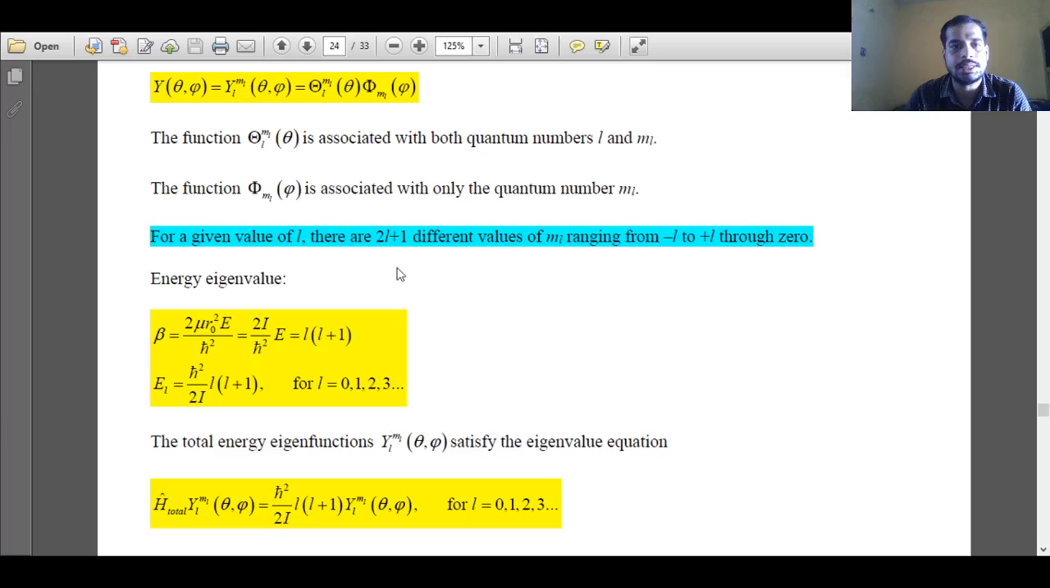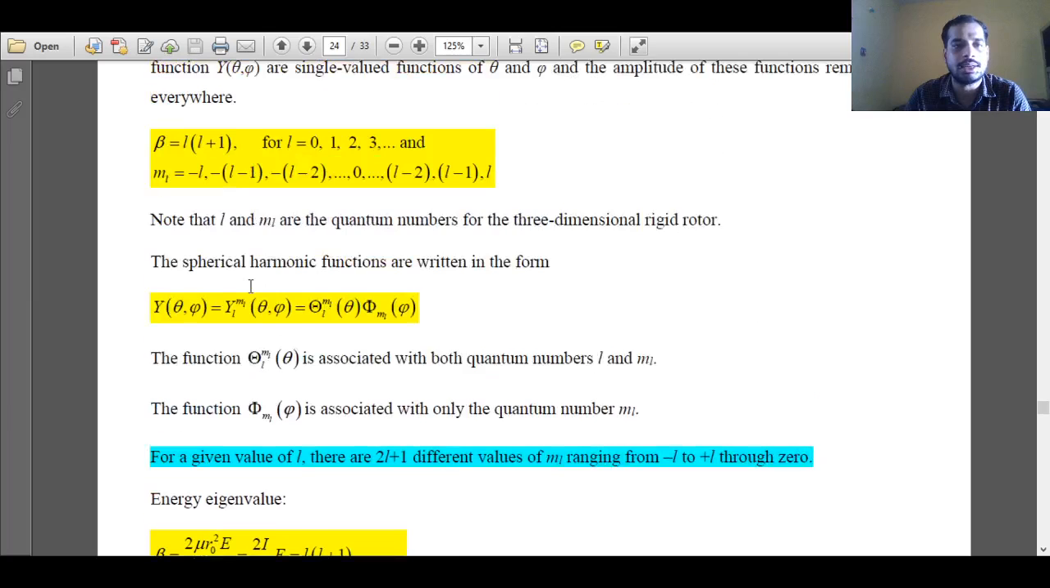So suppose L is equal to 2, then what will be the values of ml? The ml values will be -2, -1, 0, +1 and +2. So there will be 5 ml values. So for a particular value of L, there will be 2L plus 1 different values of ml ranging from -L to +L through 0.